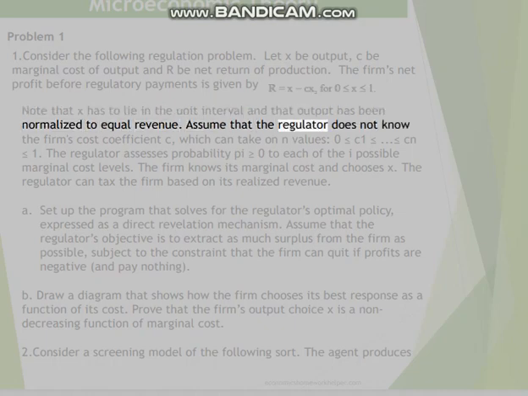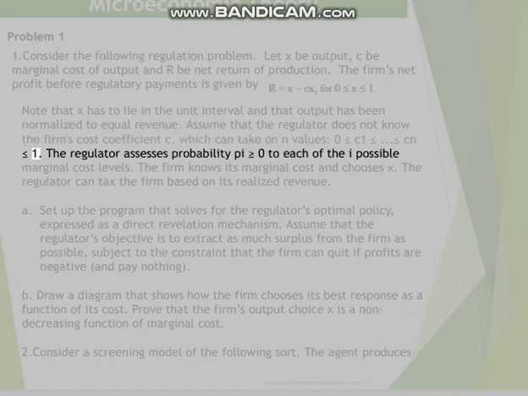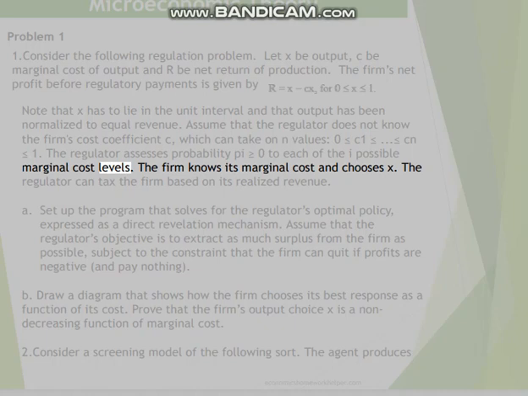Assume that the regulator does not know the firm's cost coefficient C, which can take on n values, 0 ≤ C1 ≤ ... ≤ Cn ≤ 1. The regulator assesses probability πi ≥ 0 to each of the possible marginal cost levels. The firm knows its marginal cost and chooses X. The regulator can tax the firm based on its realized revenue.